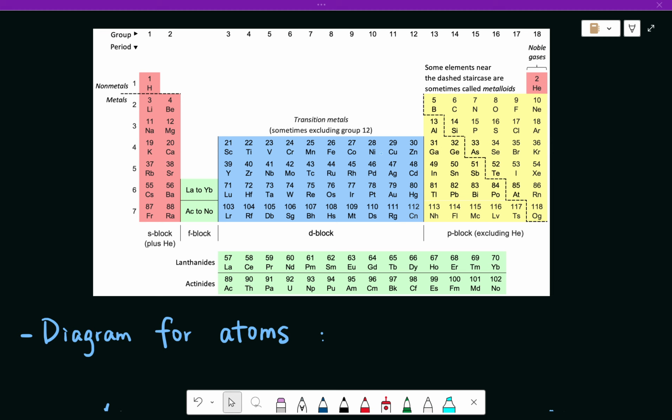Hi guys, welcome back. In this video, we will be talking about how to draw Lewis diagrams for atoms and molecules. So first, let's do a little review about the periodic table.